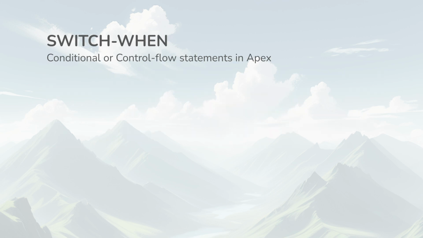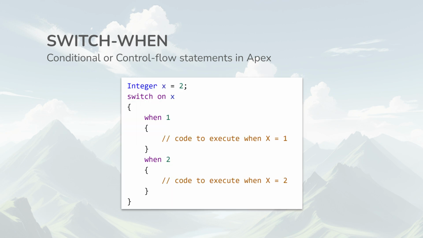The next conditional statement in Apex is switch when. If you have prior programming knowledge, you will find this concept very similar to the conventional switch case statements. However, the syntax of the switch here in Apex is a little different. If you look at the syntax carefully, you will notice that it is similar to the if-else statements.